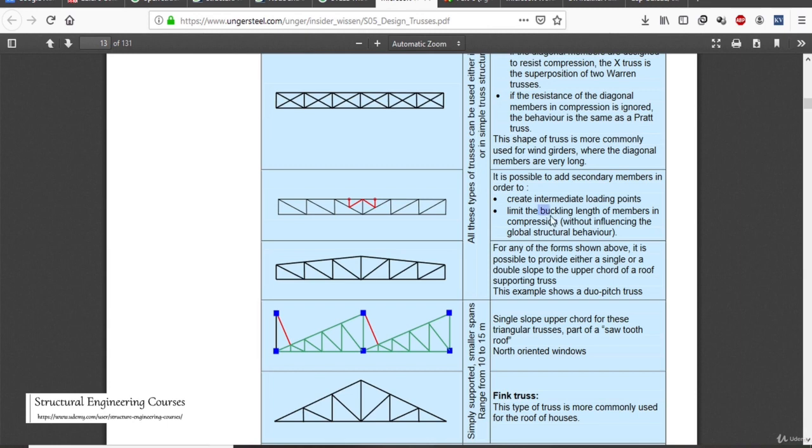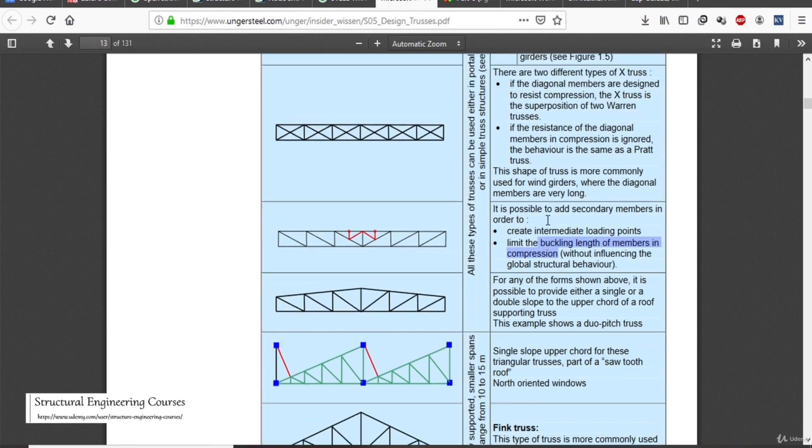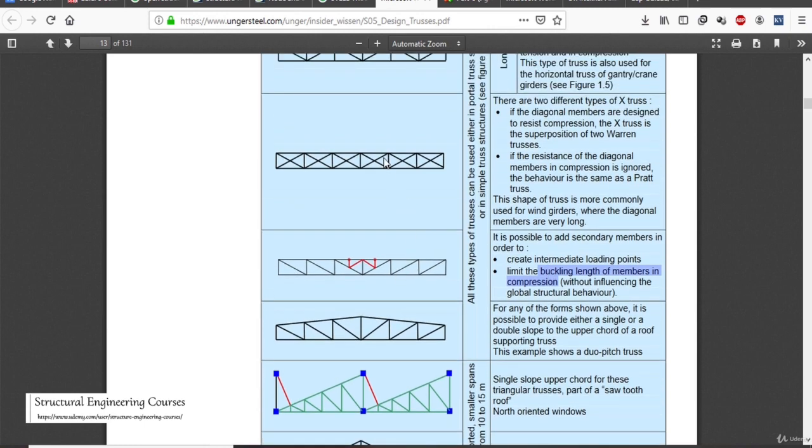You must be thinking, what exactly is the buckling length of members in compression? In the previous lectures you learned much about buckling analysis. When the two ends are pinned, there is a maximum load that can be applied on that particular member. That is called the buckling load, and the maximum length for that particular loading is called the buckling length.